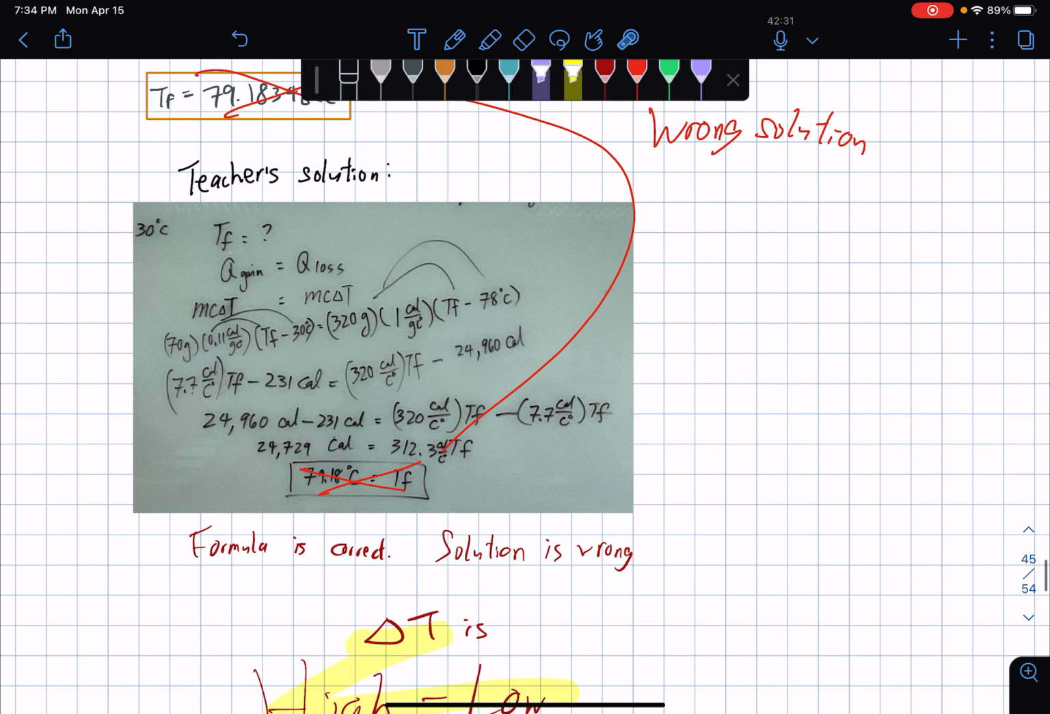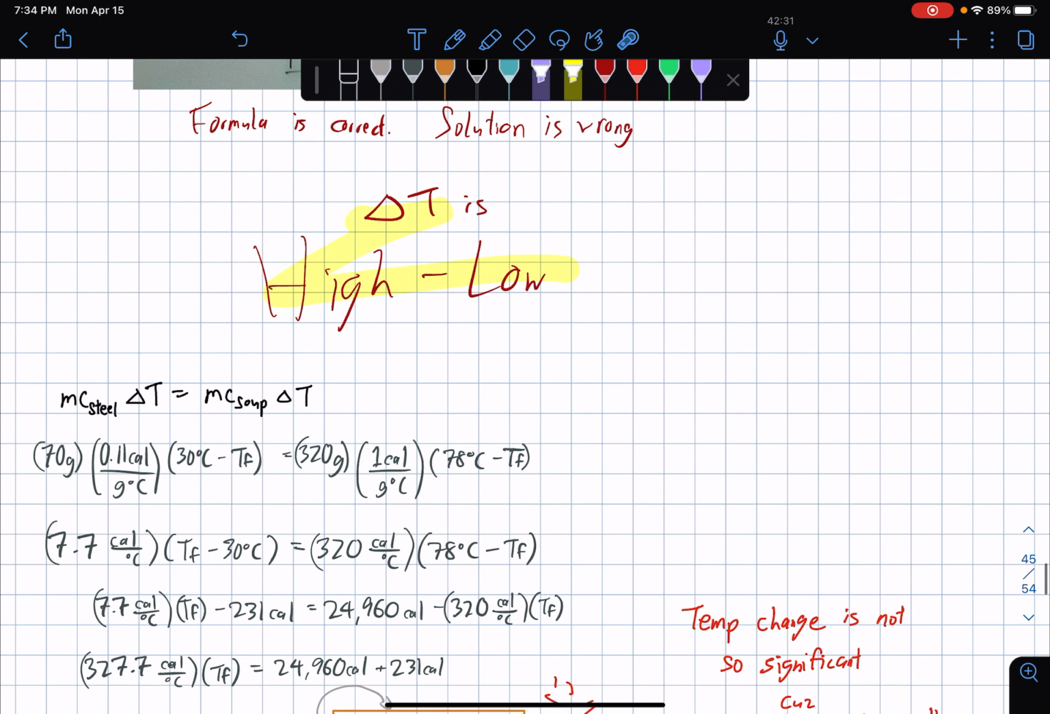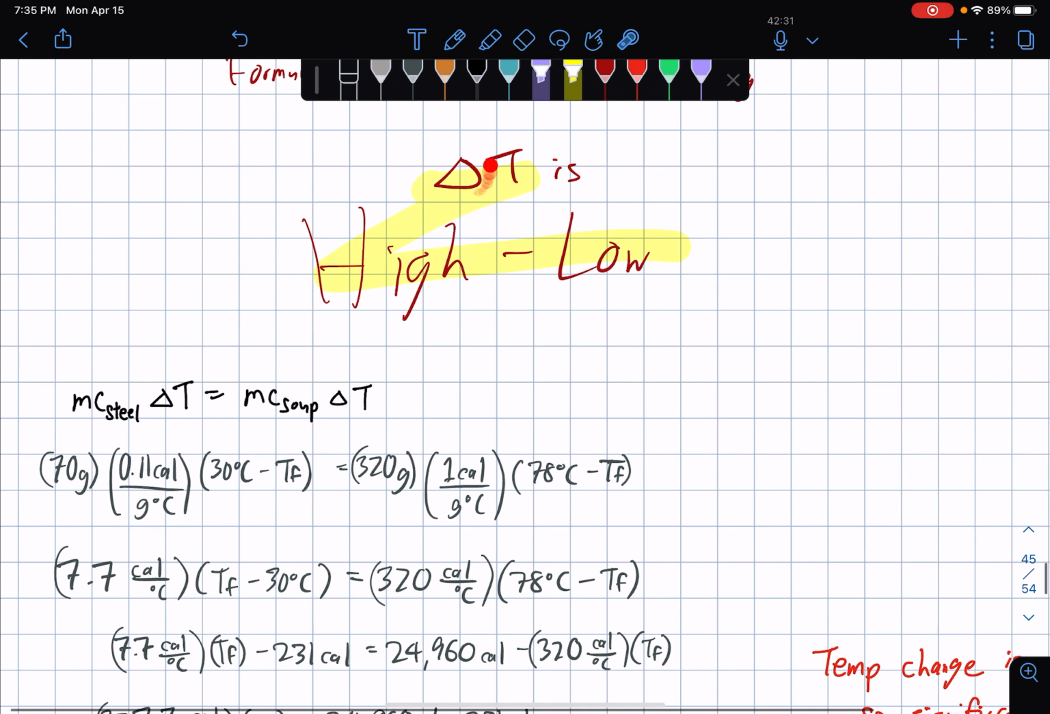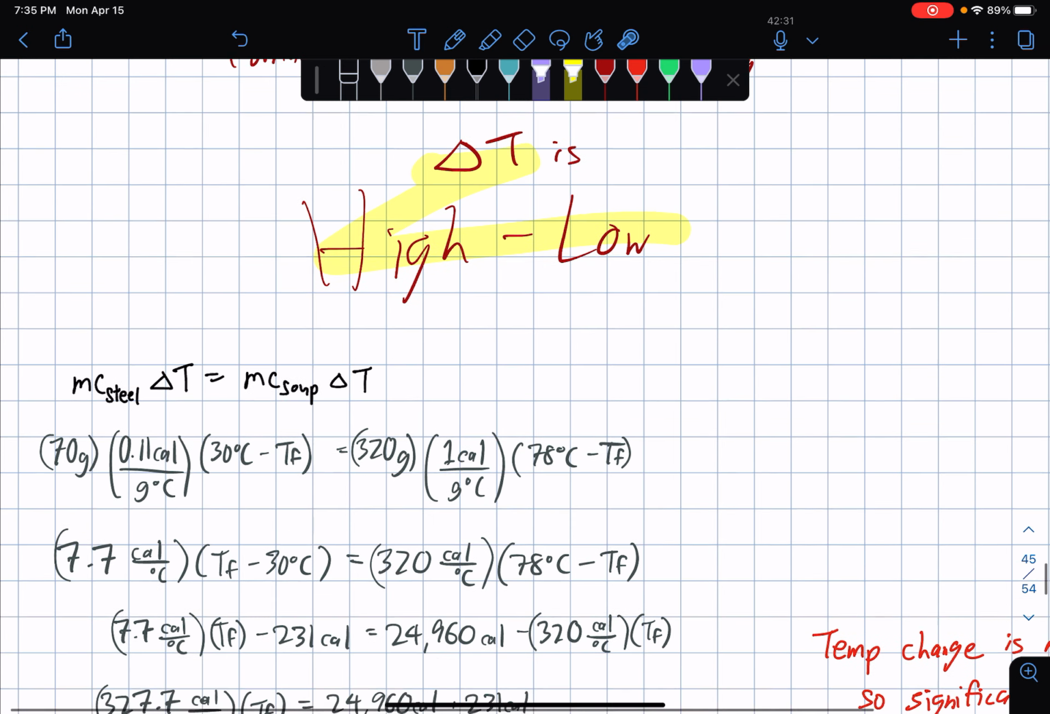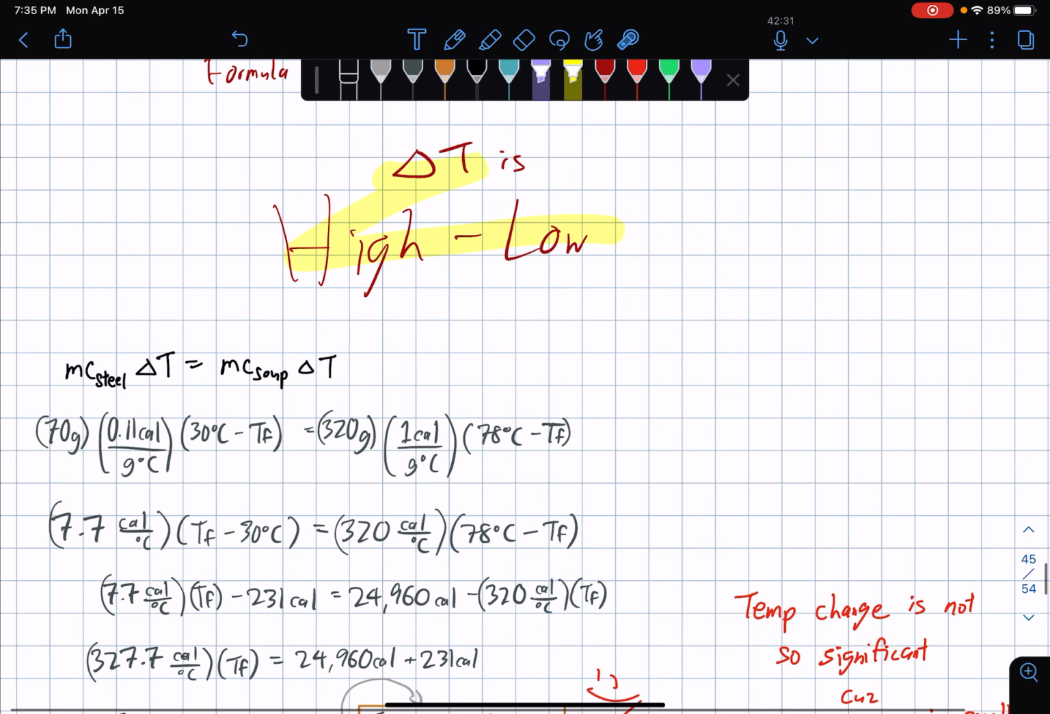Okay, so basically, for the change in temperature, it's high minus low. Usually the higher temperature is TF, but granted that it's actually lower compared to TI, you have to make the formula: the change in temperature is basically high minus low. So this is a safer formula compared to this.